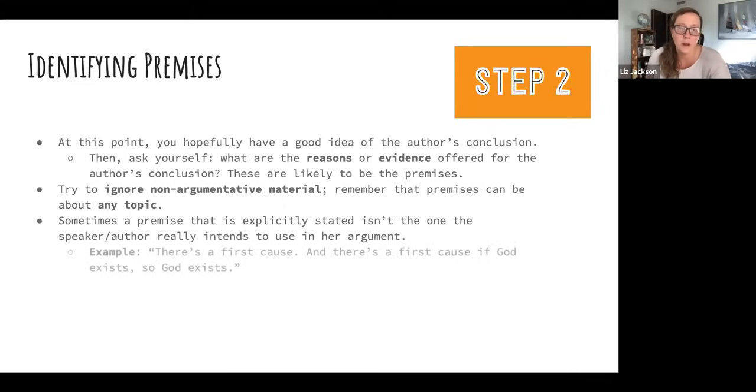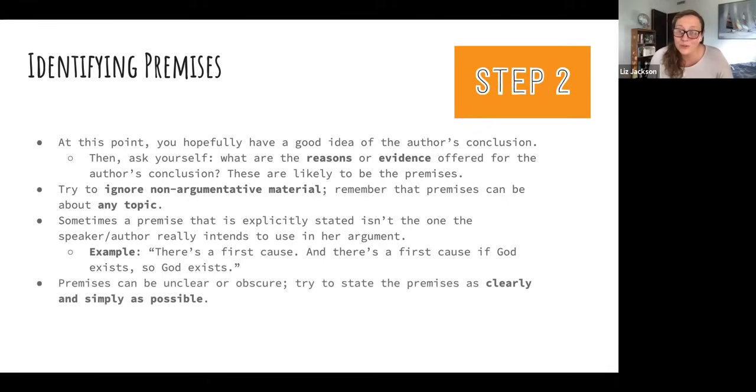you meant to use. So if someone says, there's a first cause, and there's a first cause if God exists, so God exists. In this case, they might be trying to make a modus ponens argument, but they've switched the consequent and antecedent. So what they should have said is, if there's a first cause, then God exists. But they just switched those two. So this might be a case where it would be more charitable to interpret them as saying, if there's a first cause, then God exists. But again, we should be careful with this, and in most cases, try to take what the author says their premises are at face value.